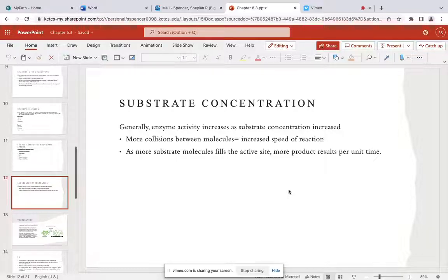And that's just going to be due to the fact that you're going to have more active sites that are filled. Essentially, think about this: the more you have of something, the more you can make of something, and the more enzyme activity is going to be needed in order to make that something.